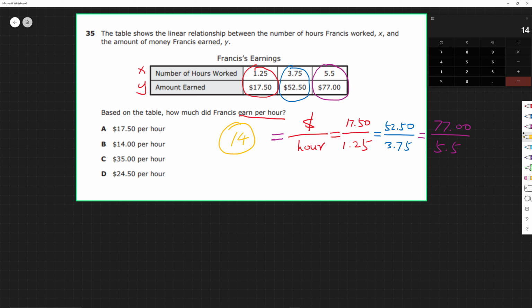per hour. And it's always the same because, as we said, for a linear relationship, the ratio between X and Y, they are always the same. So that's the property of linear relationship. So this rate is always the same. And so that's $14 per hour, and the answer is B.